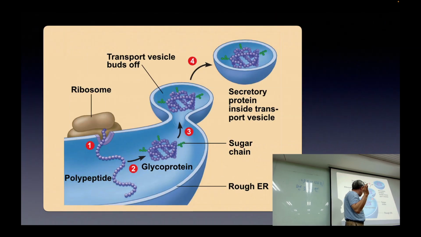Now, what else happens? Is there only protein folding, or is something else going on in step 2? What is this? Sugar chain. What's a sugar chain? Yes, this is an oligosaccharide.